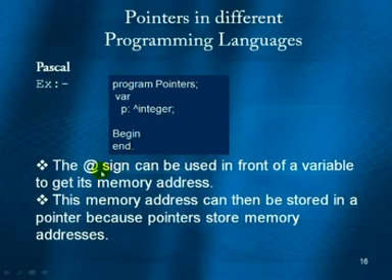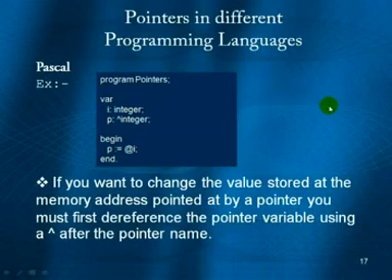The @ sign is used in front of a variable to get its memory address. This memory address can then be stored in a pointer because pointers store memory addresses. This example illustrates how you get the memory address of a variable.